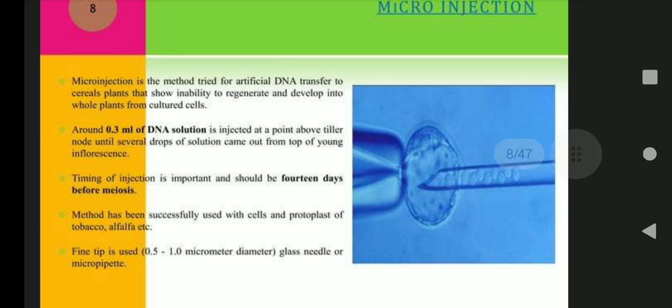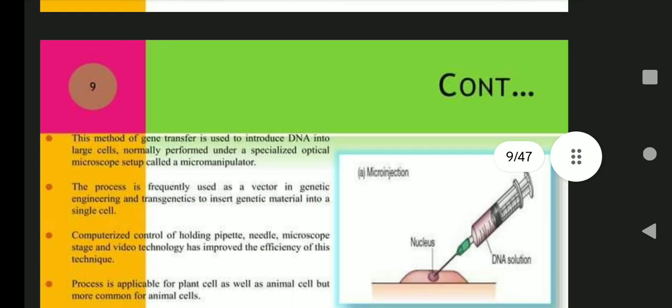A fine tip, that is a 0.5 to 1 micrometer glass needle or micropipette, is utilized for holding the particular cell. Then a fine needle containing the DNA of interest is inserted for this purpose. Once it is injected, the cell is allowed to undergo meiosis. This method of gene transfer is used to introduce DNA into larger cells, normally performed under a special optical microscope to view the cell, hold it with a micropipette and introduce the DNA solution by the microinjection procedure.